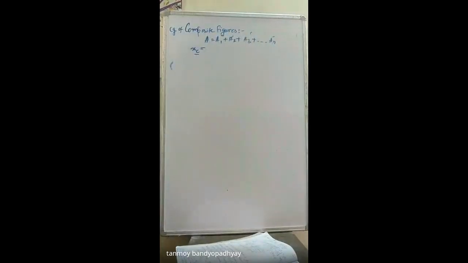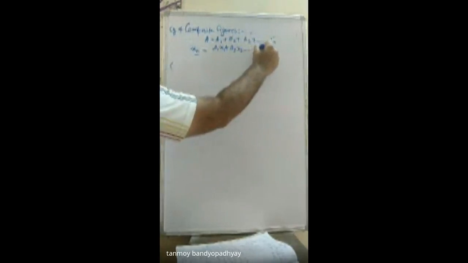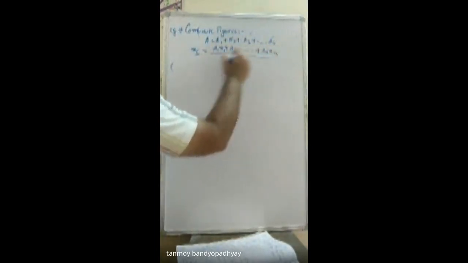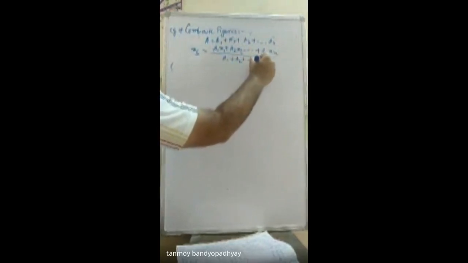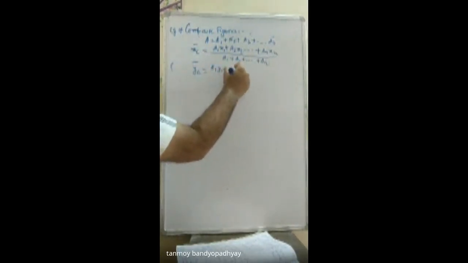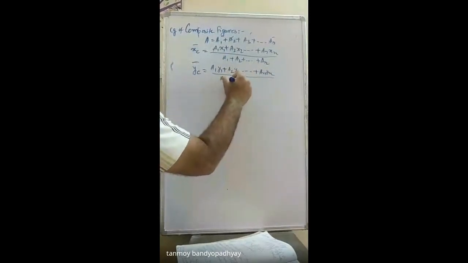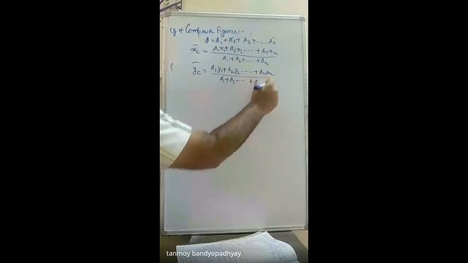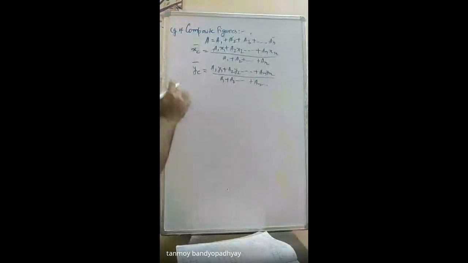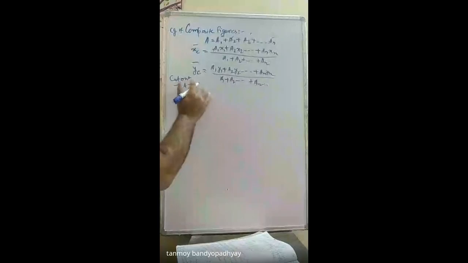Suppose the centroid of A1 is X1, so we should have X bar equal to A1 X1 plus A2 X2 plus dot dot plus AN XN divided by A1 plus A2 plus dot dot dot plus AN. And similarly for Y bar, that is equal to A1 Y1 plus A2 Y2 plus dot dot dot plus AN YN divided by A1 plus A2 plus dot dot dot AN. ঠিক আছে? Just keep in mind the formula remains the same, but if it's a cutout, you have to take it as negative area, meaning no contribution for the centroid.